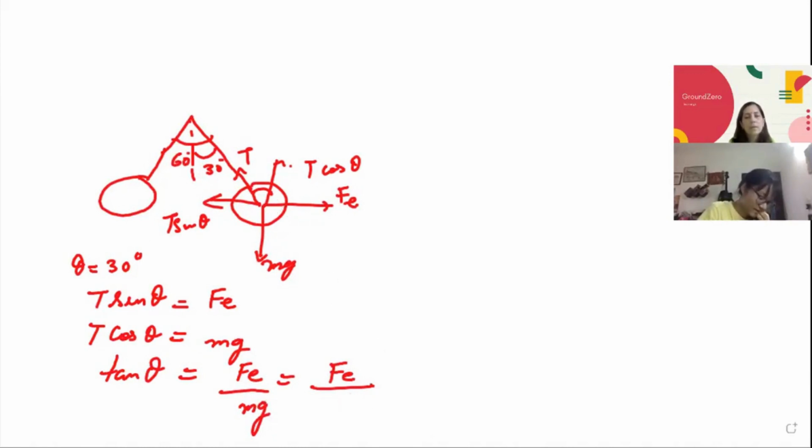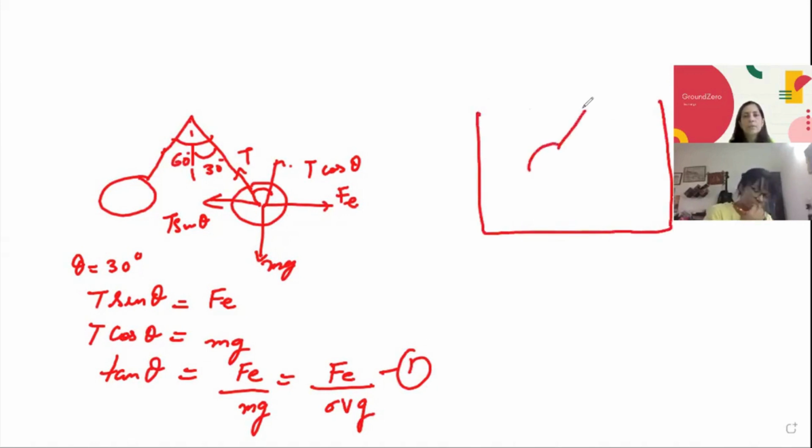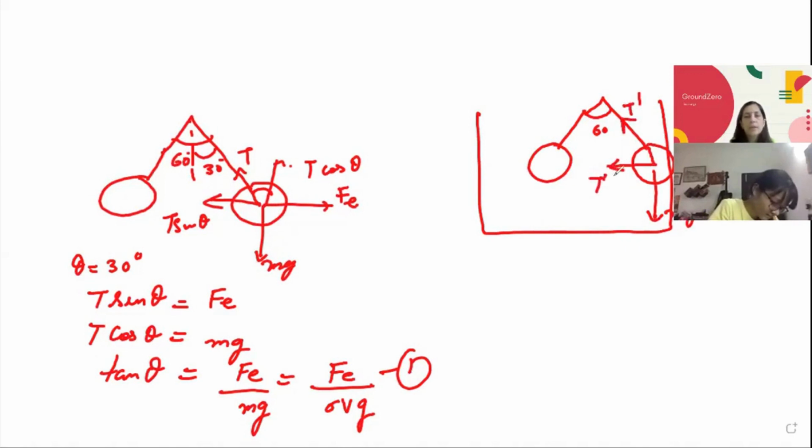Now the mass of this body is given, right? And they had given the density. So if you write in terms of density, it will be density into volume and g. So we have got the first equation. Now the same thing they have immersed in a fluid, right? So in that case, you find the forces acting on it. One will be mg. Tension will be changed, T dash. So two components, T dash sin theta and T dash cos theta.